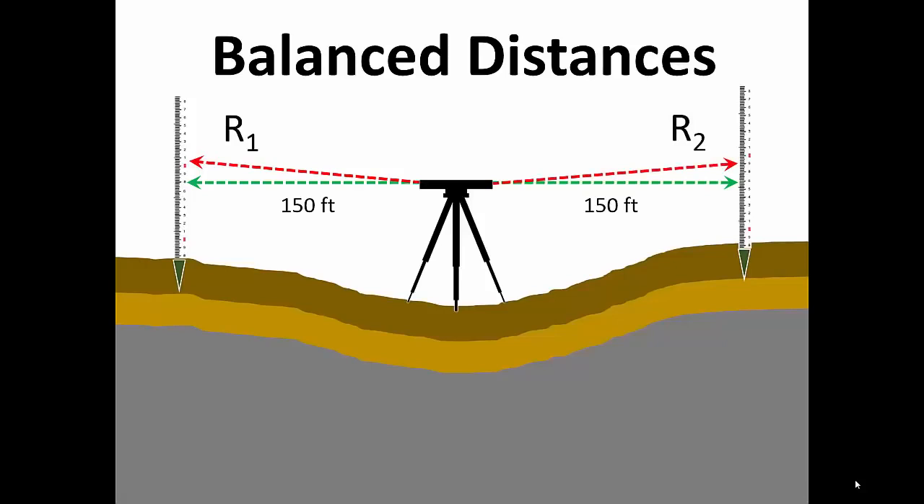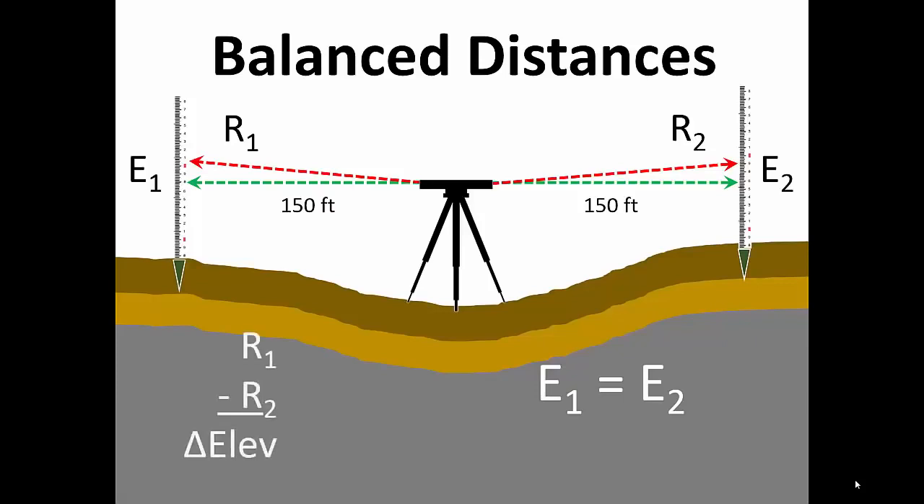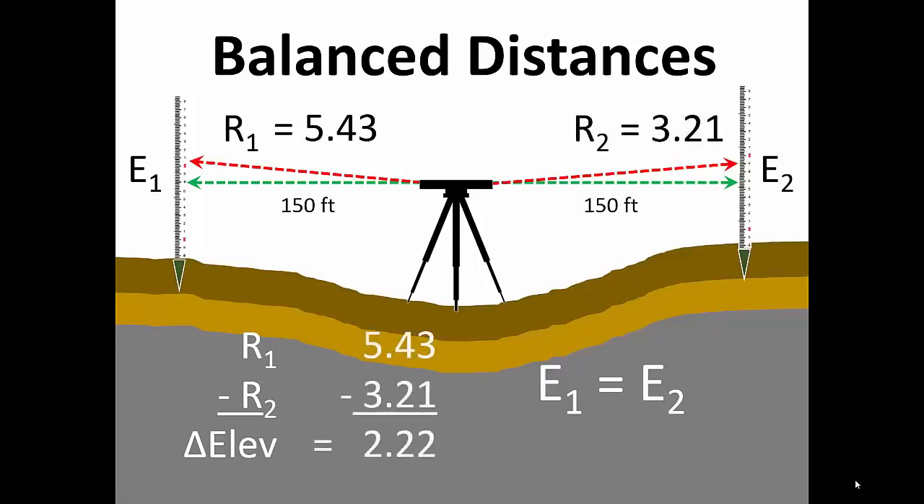Because the distances are balanced and because the slope in the line of sight is identical for both readings, the error in reading R1 is equal to the error in R2. Therefore, these two errors, E1 and E2, cancel each other, and the true elevation difference is simply the difference in the two rod readings. For our example here, reading R1 is 5.43 feet, and reading R2 is 3.21 feet. So the true elevation difference is 2.22 feet.